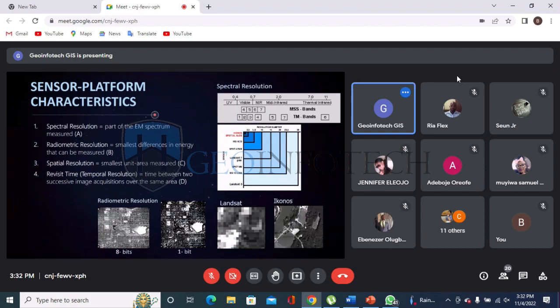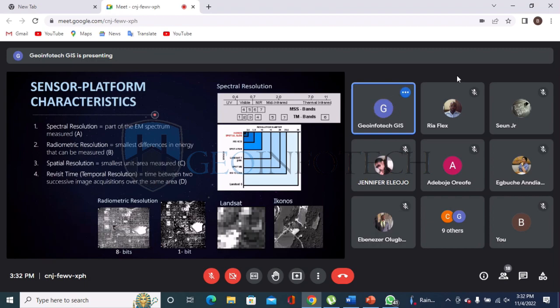Sensor platform characteristics. These are technical jargons. These are English, but let's see how we can explain all this. Spectral resolution, radiometric resolution, spatial resolution, and revisit time, which is the temporal resolution. The temporal resolution can simply be explained as the kind of resolution that one will get over time.